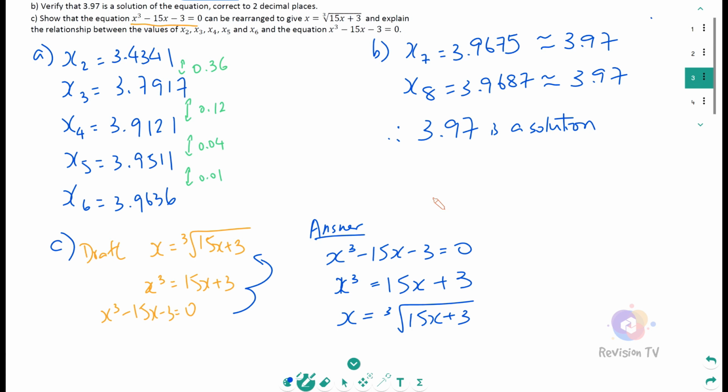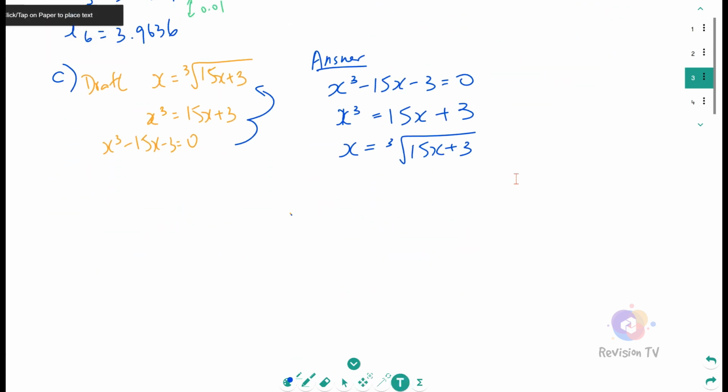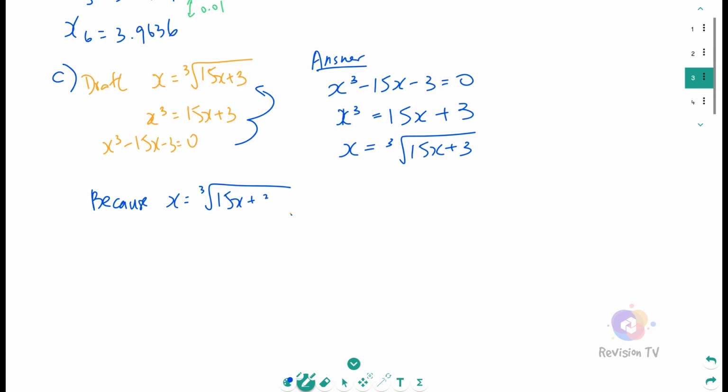Okay, right, so that's how we could rearrange it. Next step, next thing, we're going to explain the relationship. So to explain a relationship, we'll have to say because x equals cube root of 15x plus 3.